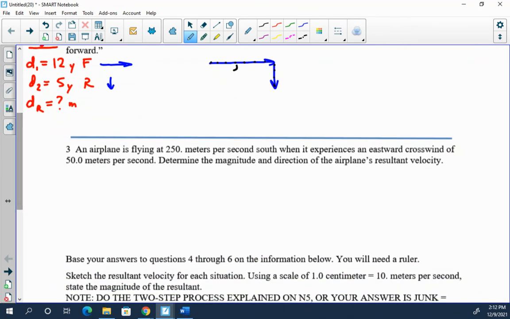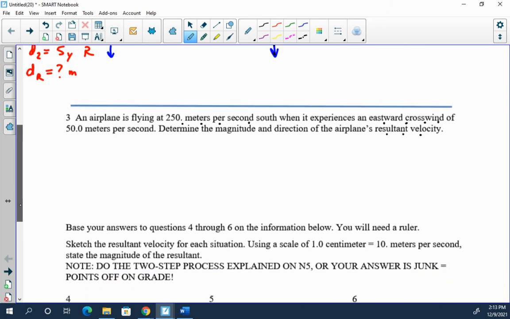Here's another one with the airplane. Very similar to what we did in the notes, except this one's easier because I gave you the flying, this is like the engine, and I gave you the crosswind, and I asked you for the result. So this one's actually easier than the one we just did in the notes.